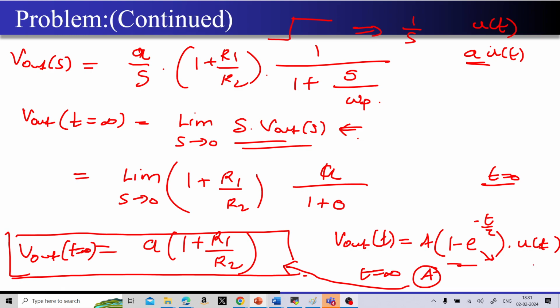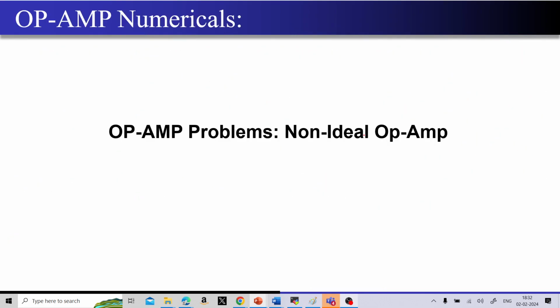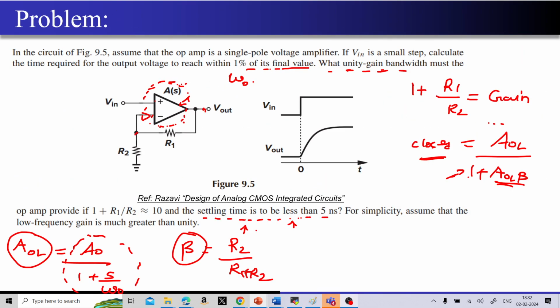So now what they are asking us, just a minute, let me go back over here and see. They want us to calculate the unity gain bandwidth, and as well they want the settling time to be less than 5 nanoseconds, correct?